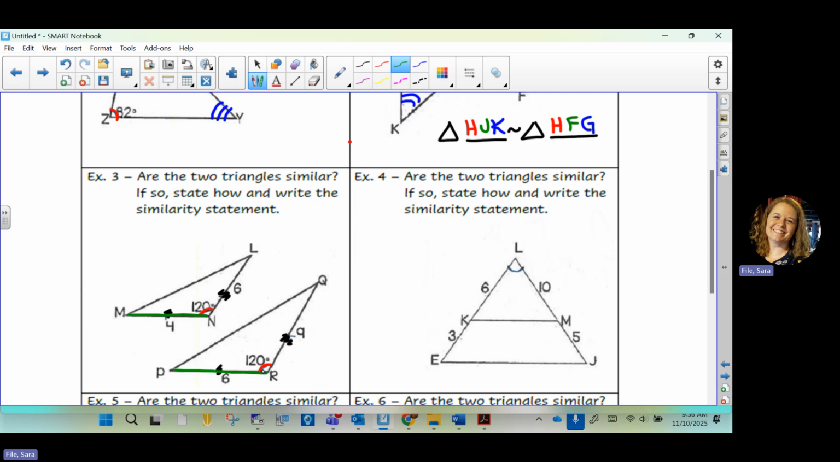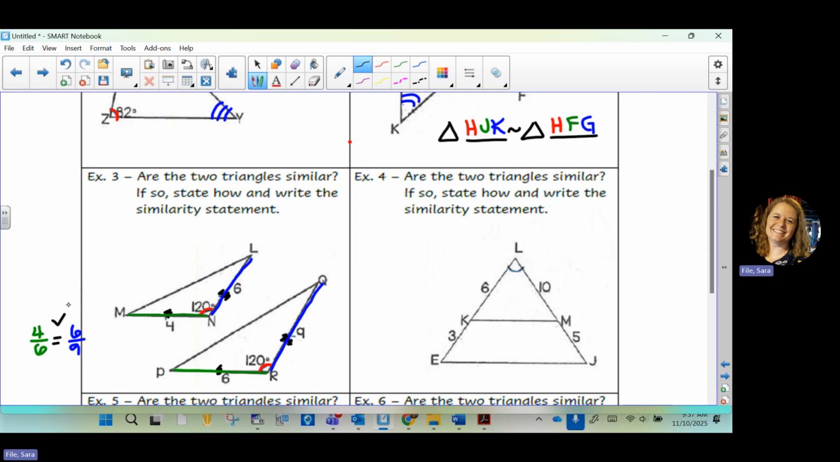I'm going to color code. Color coding is better for marking corresponding. So I'm going to check if those ratios are similar. So 4 is to 6 as 6 is to 9. Now, are those equivalent? Do they both reduce to the same ratio? Yes, 2/3. What happens if it's not the same?